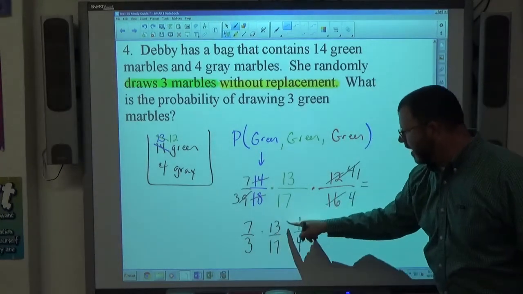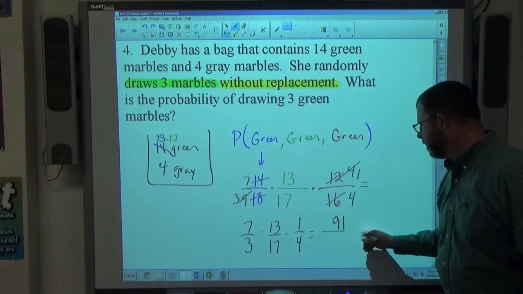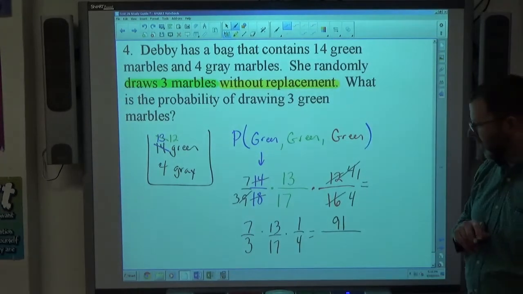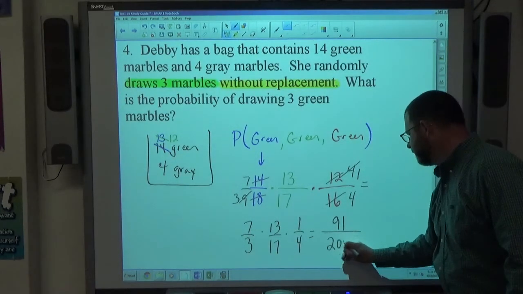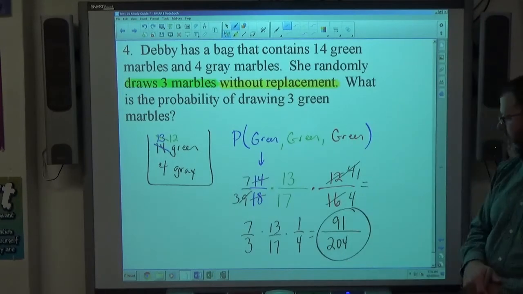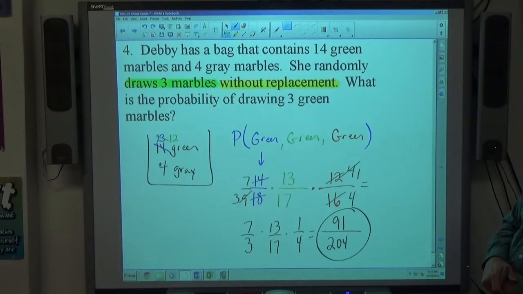7 times 13 is 91 times 1 is 91. 3 times 17 is 51 times 4 is 204. So 91 over 204 would be the probability of picking 3 greens without replacement.